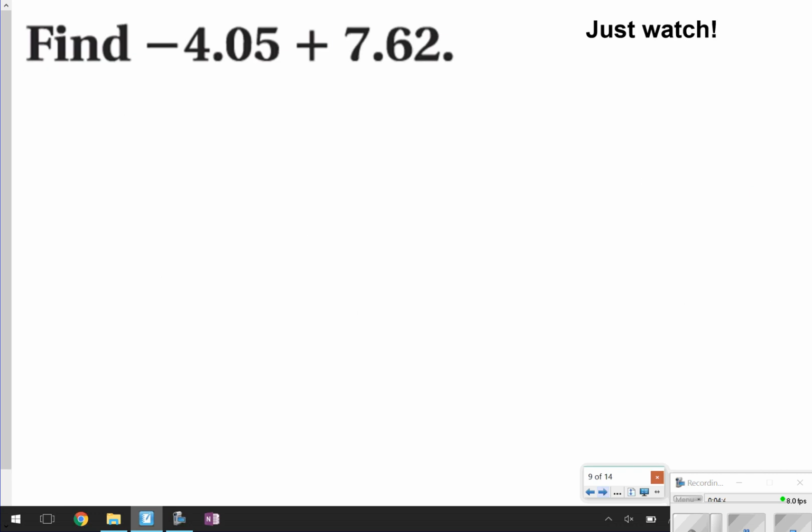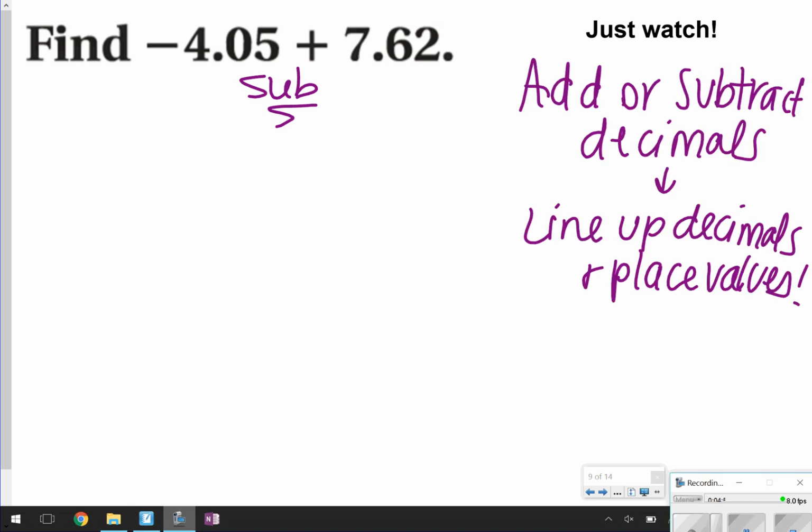This next one you're going to watch me do, this is just kind of a review about decimals. Again, different signs, so that means I'm going to subtract these two. When you subtract or add decimals, you have to line up the decimal. So just as a reminder, you might want to jot that down in your notes. When you add or subtract decimals, you have to line up your decimals and place values.